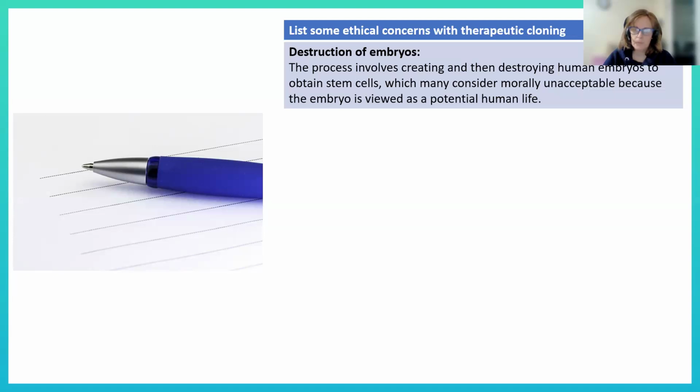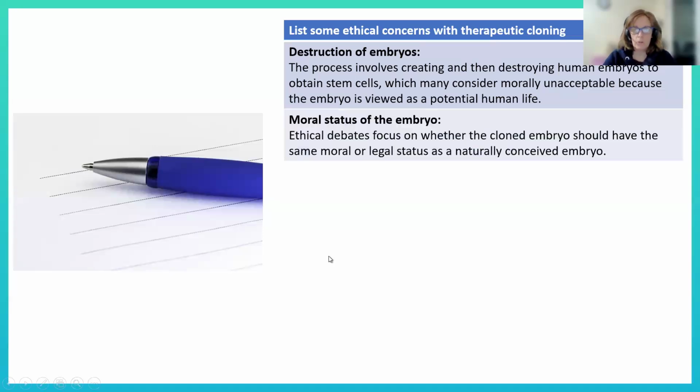So some people would see that as fine, it's just a ball of cells. Other people see it as murder, in the same way that they see abortion as murder. And I'm not saying abortion is murder, but there are very strong views, particularly by some religious communities, for example. Look at the States, you know. So that leads us to the moral status of the embryo. Should that have the same moral legal status as a naturally conceived embryo?